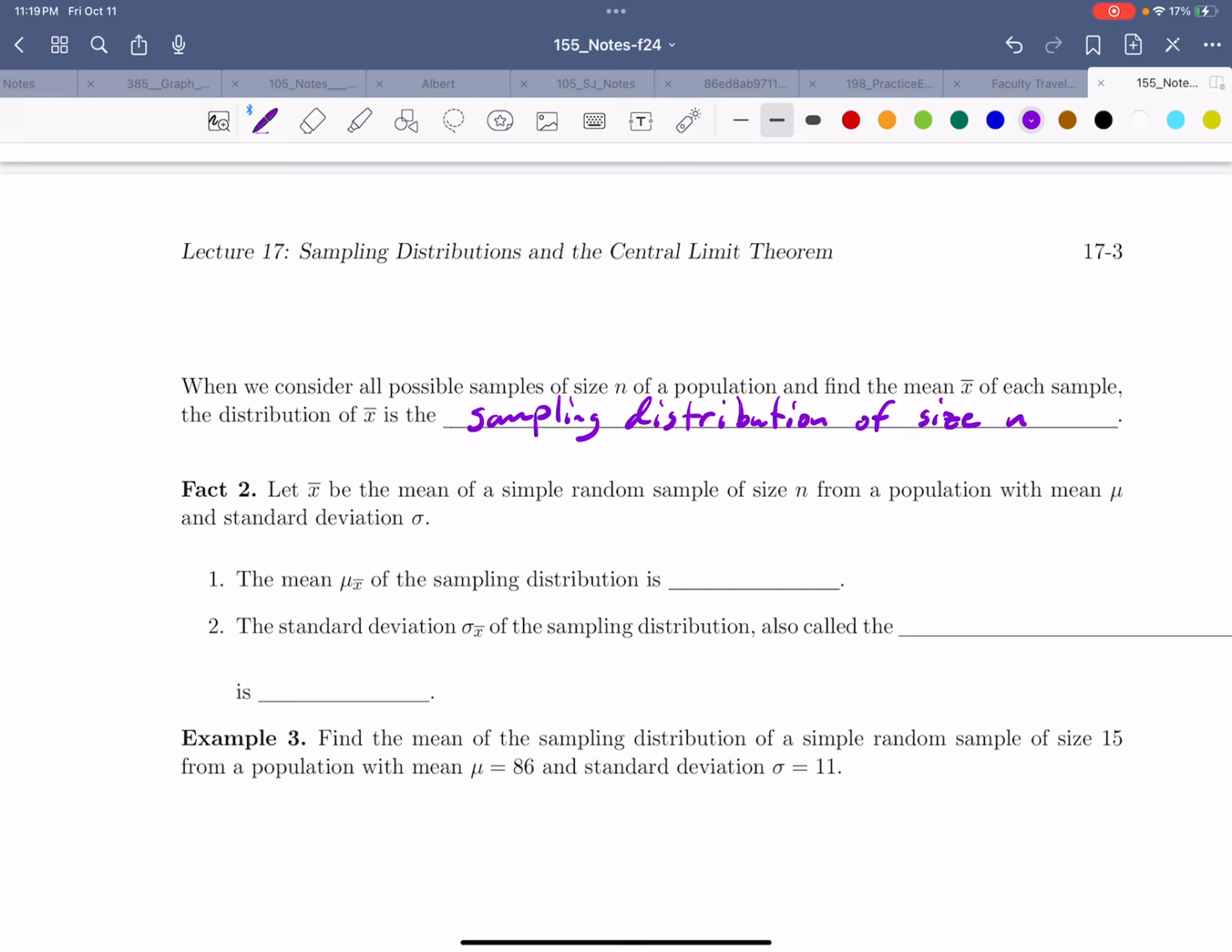If x bar is the mean of a simple random sample, always of size n, we fixed the size of n. We've said, okay, we're going to consider samples of 50 individuals, and we know that the population has mean mu and standard deviation sigma. The mean of the sampling distribution is going to be the population mean. The standard deviation, which is also called the standard error, is sigma divided by root n.